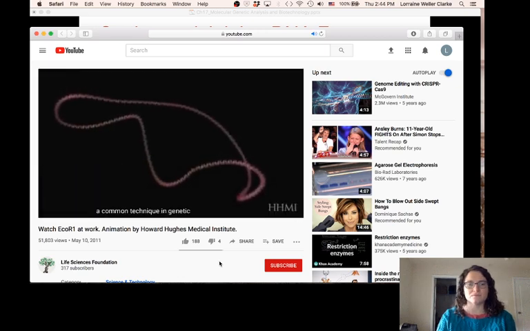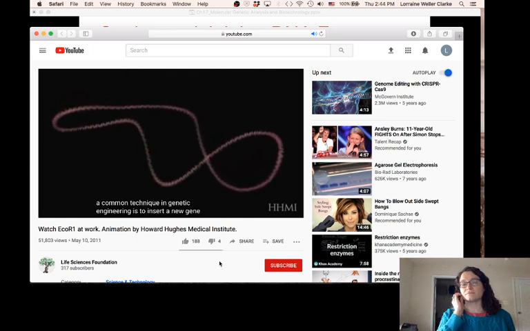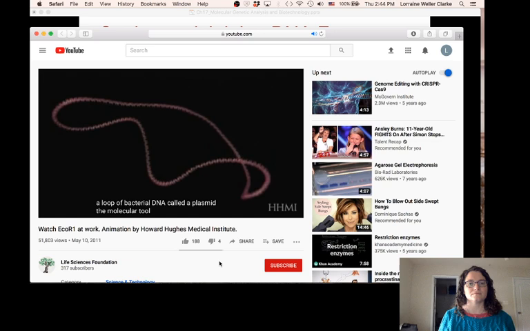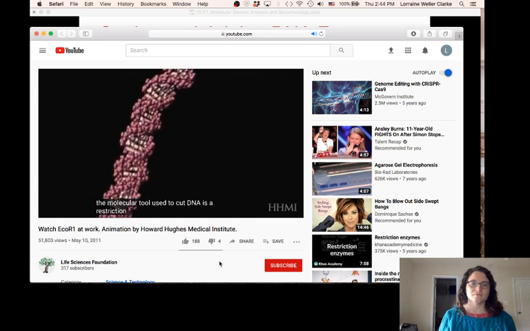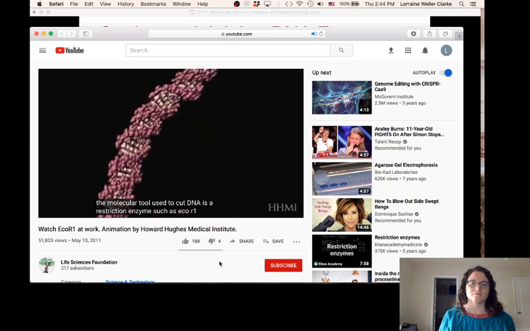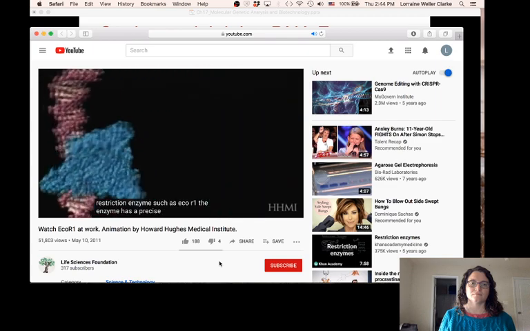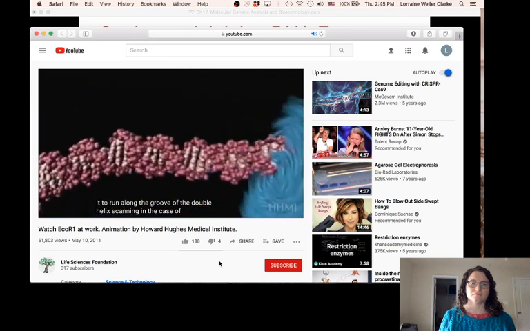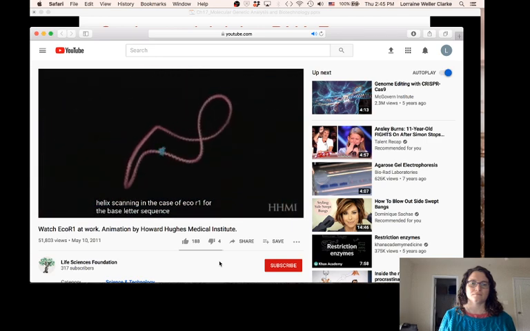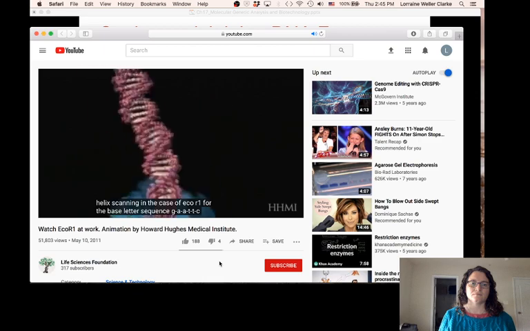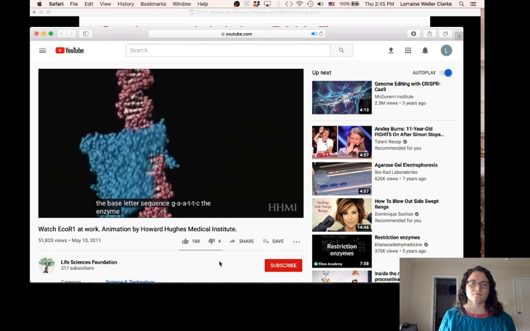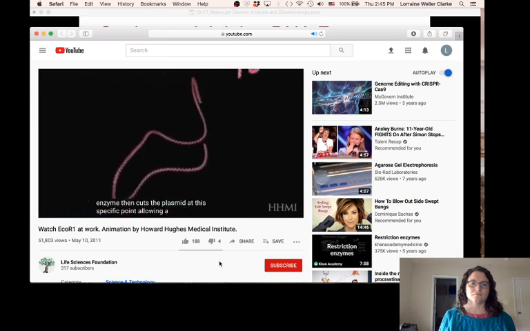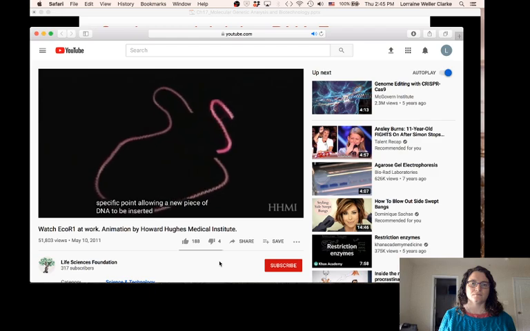A common technique in genetic engineering is to insert a new gene into a loop of bacterial DNA called a plasmid. The molecular tool used to cut DNA is a restriction enzyme such as EcoR1. The enzyme has a precise shape that allows it to run along the groove of the double helix, scanning, in the case of EcoR1, for the base letter sequence GAATTC. The enzyme then cuts the plasmid at this specific point, allowing a new piece of DNA to be inserted.